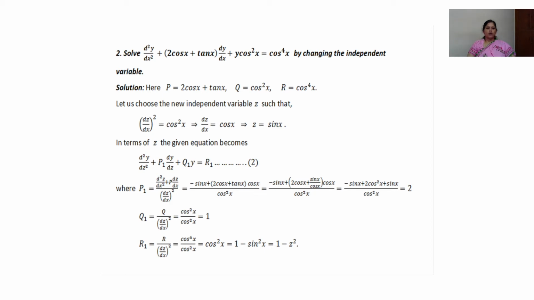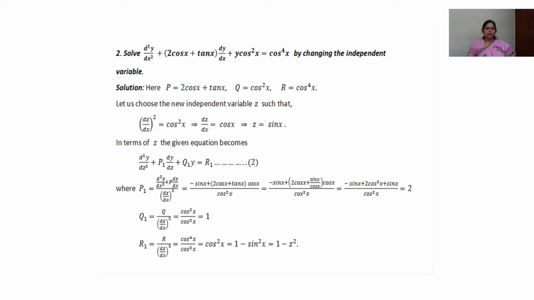So now in terms of z the given equation becomes d squared y by dz squared plus p1 into dy by dz plus q1 into y is equal to r1, where p1 is equal to, we have to write the formula for p1: p1 is equal to d squared z by dx squared plus p into dz by dx, divided by dz by dx whole squared. So now we are substituting the values one by one in the numerator as well as in the denominator.